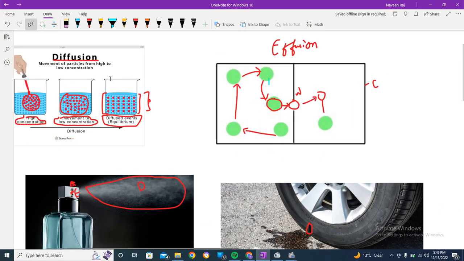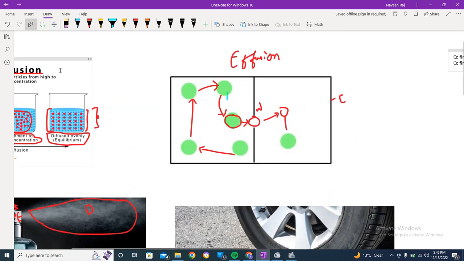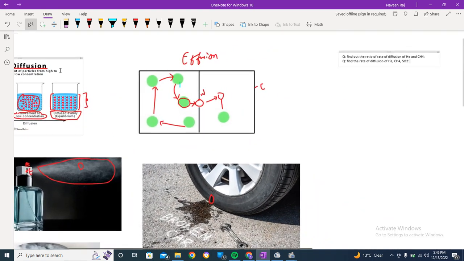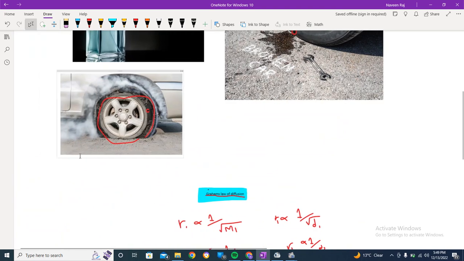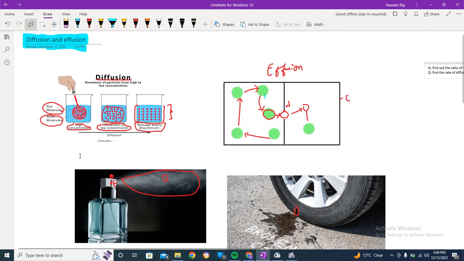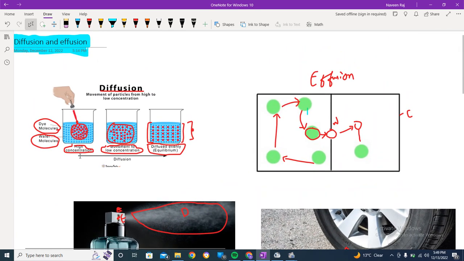In the last video we discussed diffusion and effusion and all the concepts related to the topic. I hope you have watched the last video and got the concept. I explained it with the help of various diagrams. If you haven't checked out that video, do check that out.